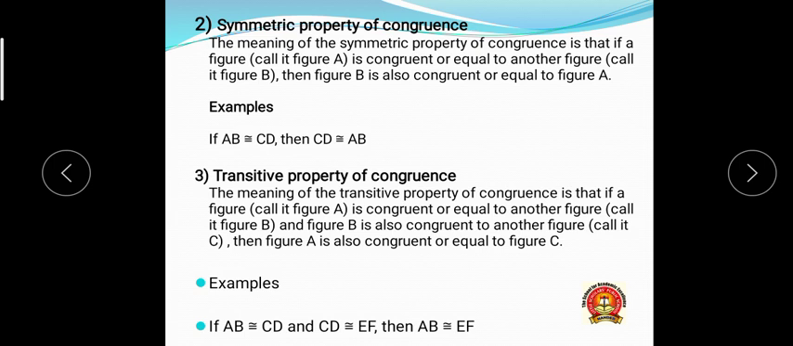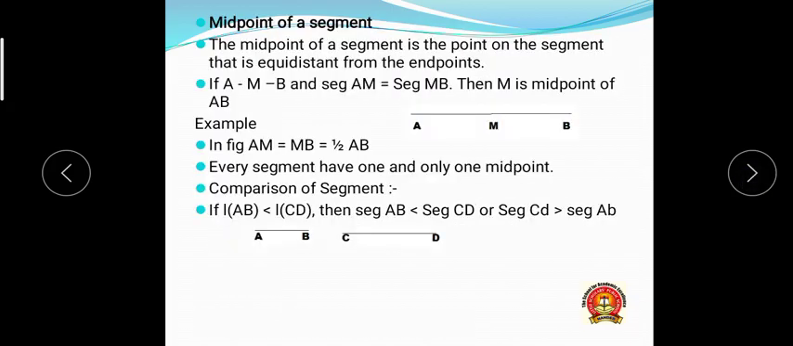So reflexivity, symmetry and transitivity. These are the three properties of congruency. So remember them, because at the time of solving examples we have to use them.